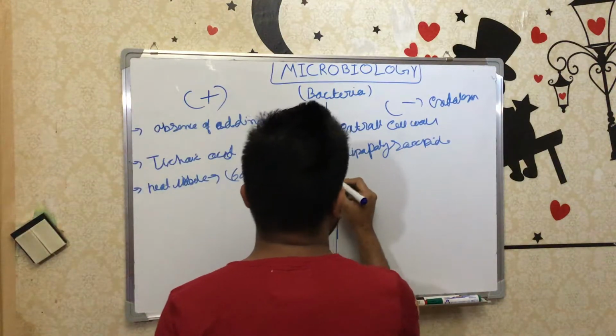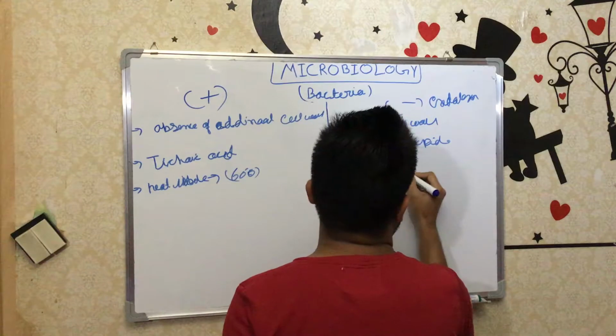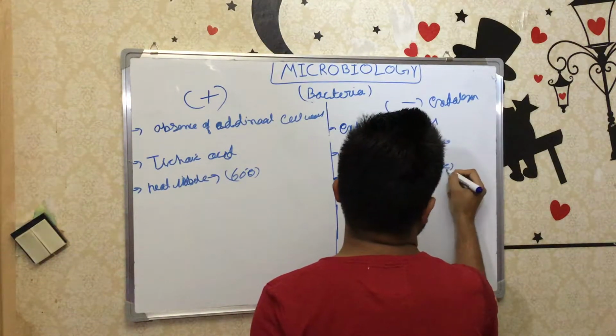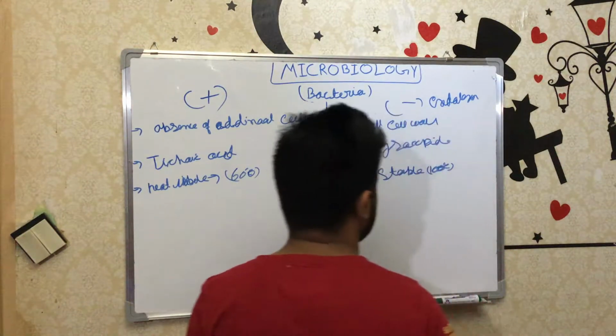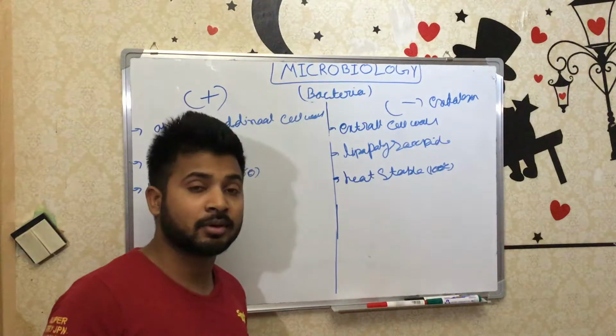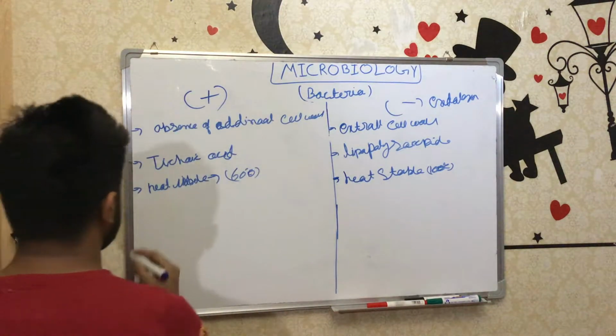And this is the heat stable. Heat stable means that at 100 degrees Celsius, for 1 hour, the pathogen can survive. So that is also a very main difference.